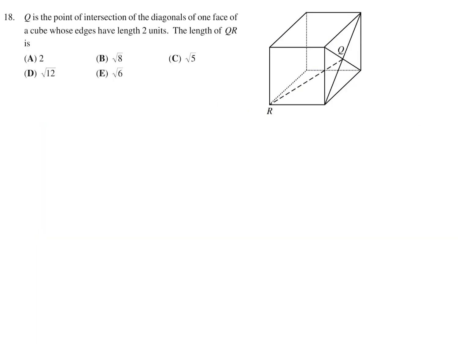Q is the point of intersection of the diagonals of one face of a cube whose edges have length 2 units. The length of QR is... All right, let's draw this out a little bit bigger.